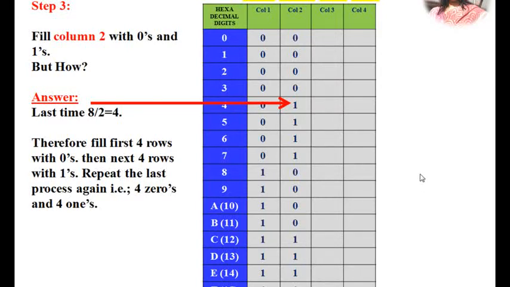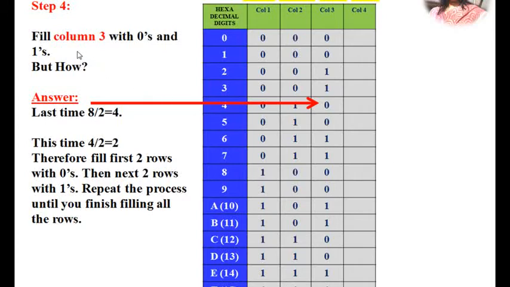Now it's time for step 4. I have to fill the third column with zeros and ones. But how? Last time you remember that 8 divided by 2 was equal to 4. This time I have to play with 4. 4 divided by 2 will give you 2. Therefore, fill the first 2 rows with zeros, then the next 2 rows with ones, and this process you will continue until you finish all the rows.